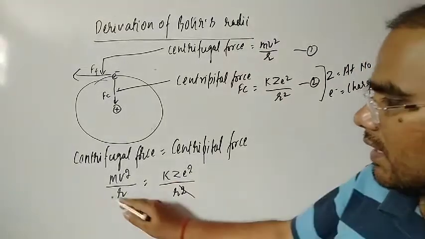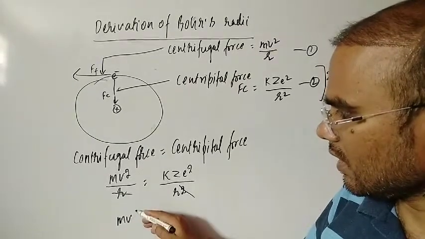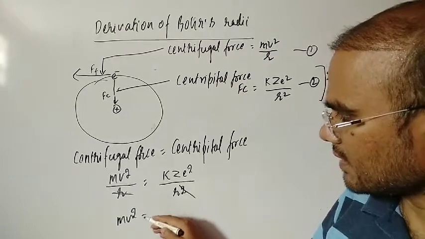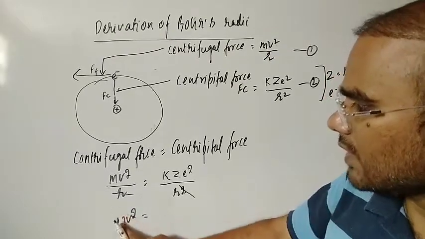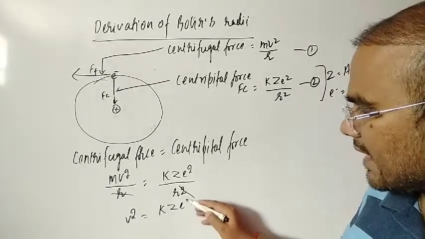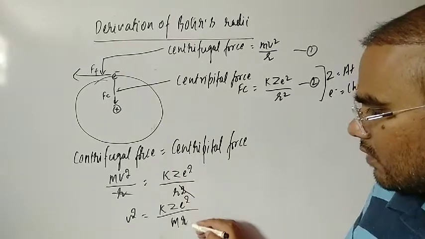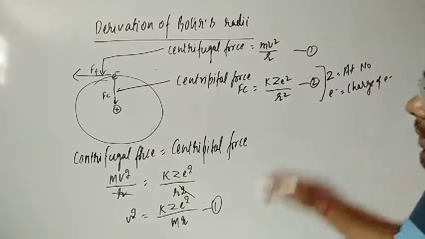Now one r cancels with the other r. So we can write mv square is equal to k Ze square upon r, or better, v square is equal to k Ze square, with m coming in the denominator, upon mr. That is equation number 1.